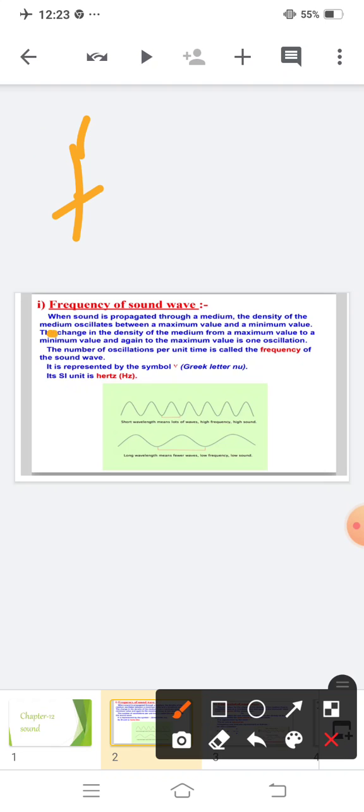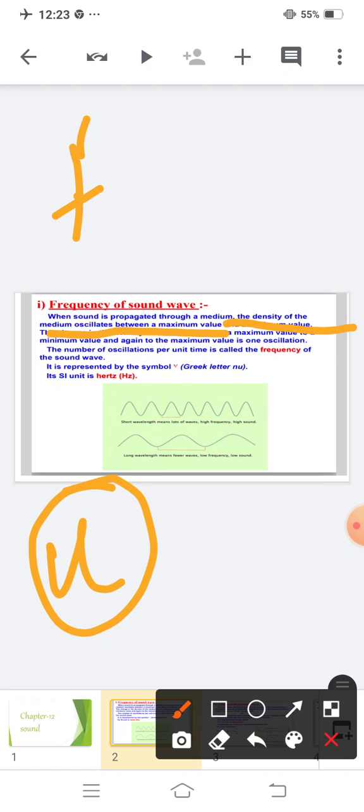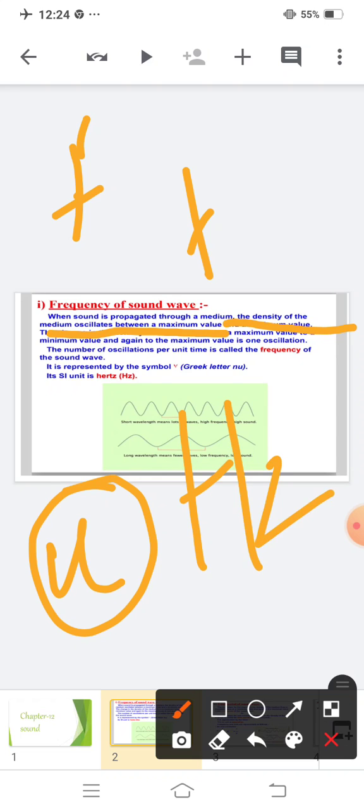So here is the definition: the number of oscillations per unit time is called the frequency of the sound wave. Earlier it was represented by nu, a Greek letter, but nowadays it is represented by a small f. Its SI unit is hertz, represented by a capital H and a small z like this. What do you mean by frequency? The number of oscillations per unit time is called the frequency of the sound wave, and its SI unit is hertz.